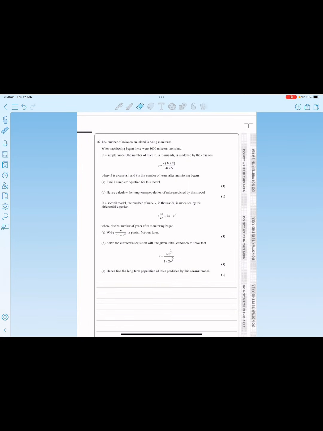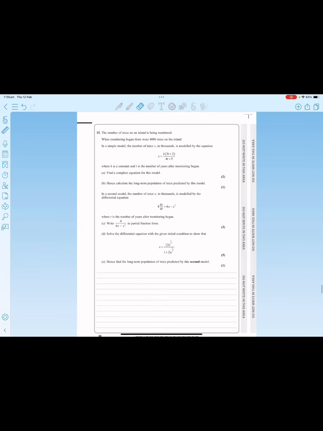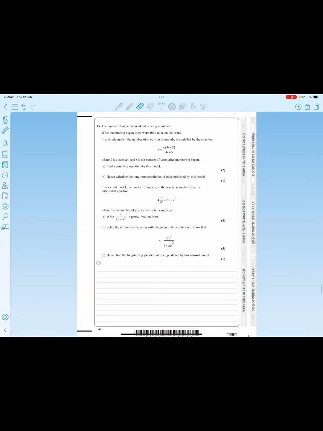Question 15 is another modeling question. You can clearly see that Edexcel are moving so heavily towards these modeling type questions, but I don't think this one is too difficult, or at least the start isn't too bad. Okay. So part A says question 15A.